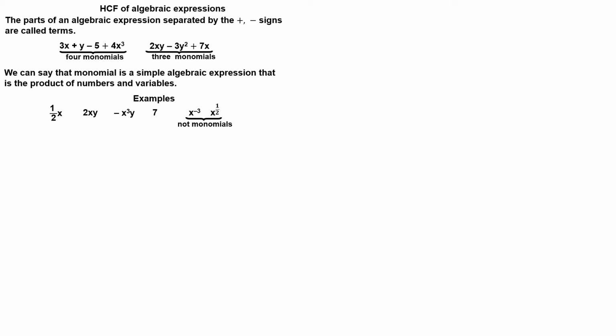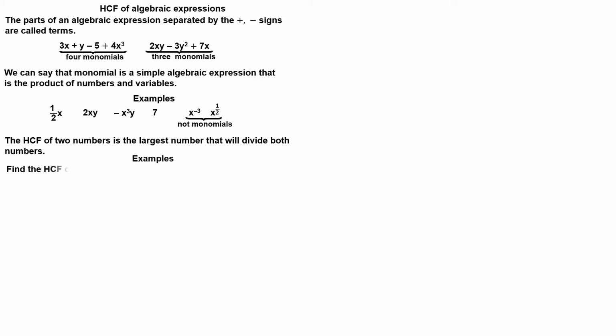Before we learn how to find the highest common factor of monomials, let's remember how to find the highest common factor of numbers. The highest common factor of two numbers is the largest number that will divide both numbers. Examples.